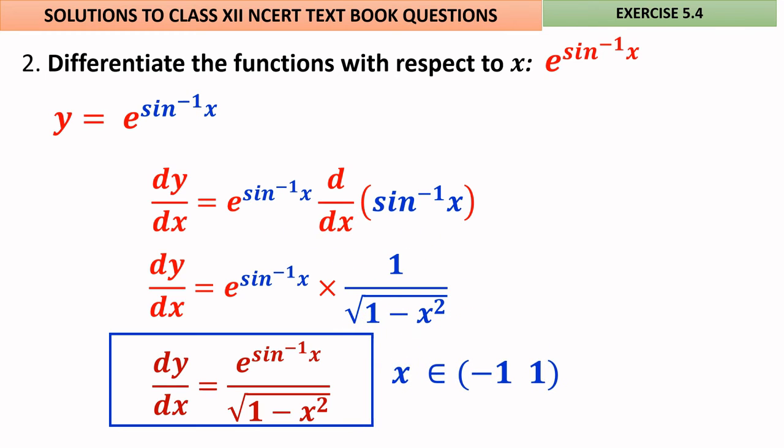And here you know that x should be from minus 1 to 1, otherwise the square root will become a complex number, that is, negative. Therefore x should be from minus 1 to 1 to get a positive value inside the square root at the denominator.